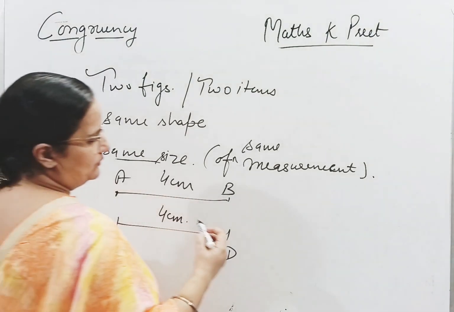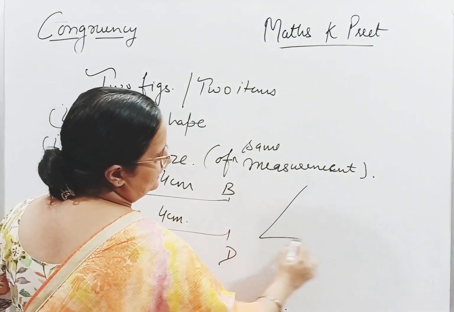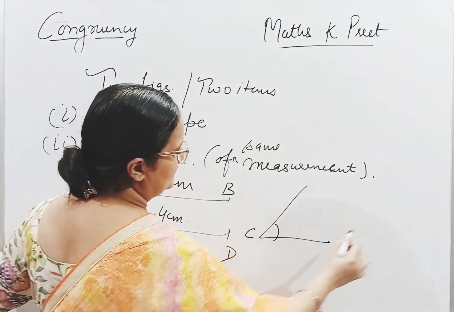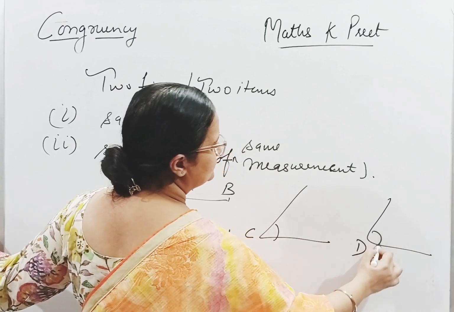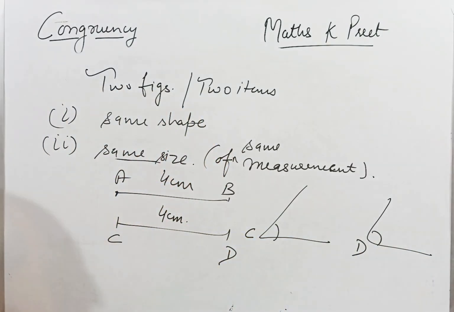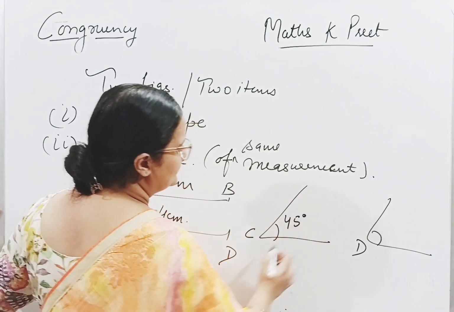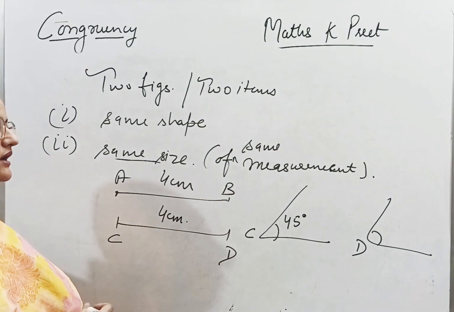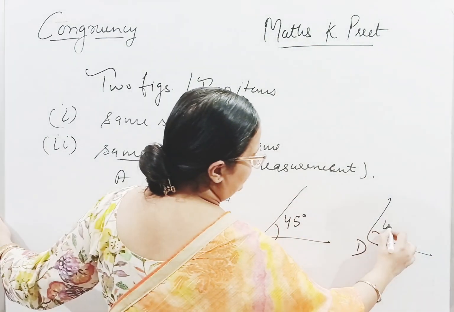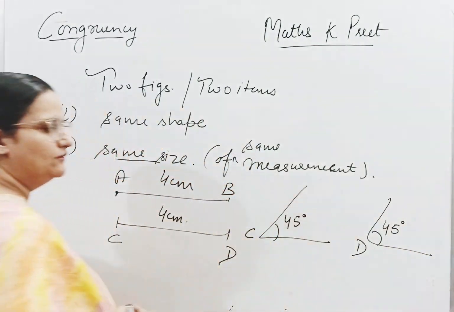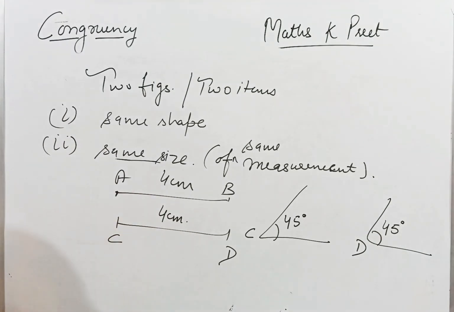Now let's take an example of angles. If I am having this angle, say C, and D here, these two angles are congruent only when the measurements of the angles are equal. For example, if the measurement of this is 45 degrees, then this is congruent to angle D only if angle D is of 45 degrees. So in case of angles, two angles are congruent only when the measurement of both the angles is same.